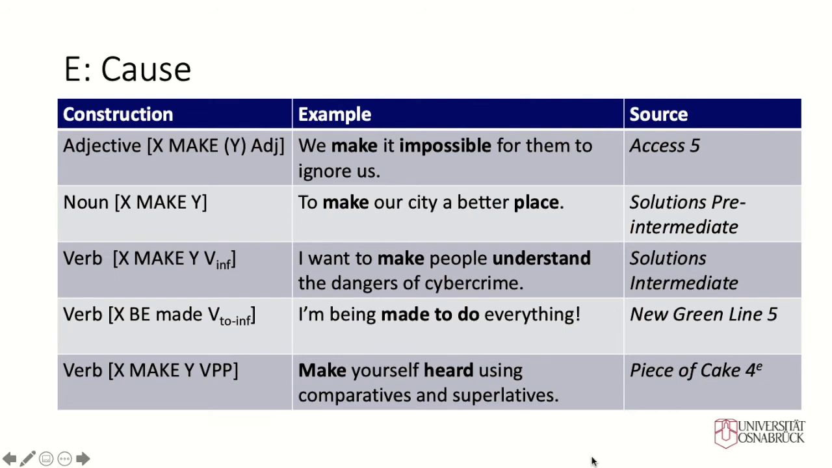When we use make in the causative sense, we can use that in a number of different constructions. So the first one here, we made it impossible, so that would be with an adjective, with a noun, to make our city a better place, but also with verbs, and that in different patterns. The first pattern, and the most frequent, would be I want to make people understand, so now we have an infinitive here. And another option would be to have a to-infinitive, I'm being made to do everything. And all of these examples, again, are from textbooks in my textbook corpus.